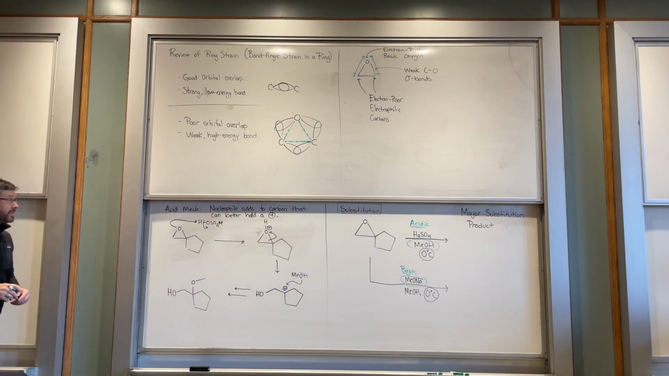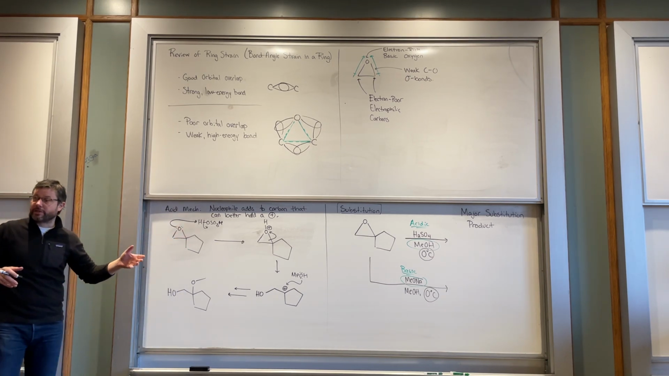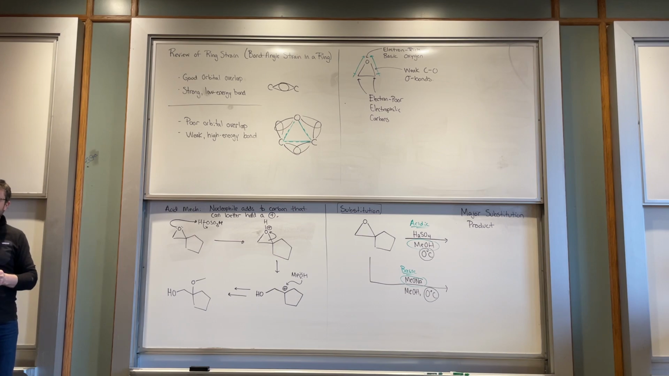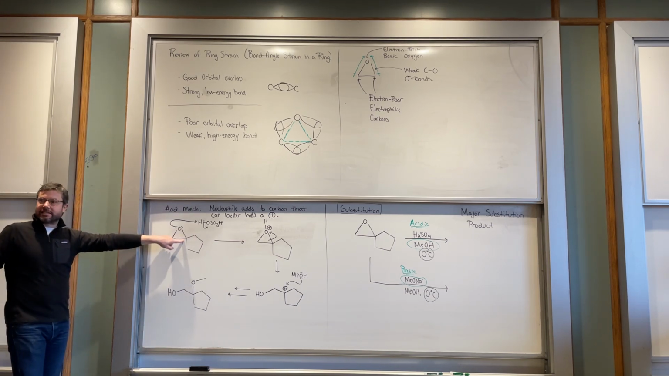Right, so under acidic conditions for epoxides, the mechanism is going to proceed in such a way that it's going to create a carbocation, and the carbocation is always going to form on the carbon that can better stabilize that charge. So in this case, the nucleophile will add to the more substituted carbon of that epoxide.